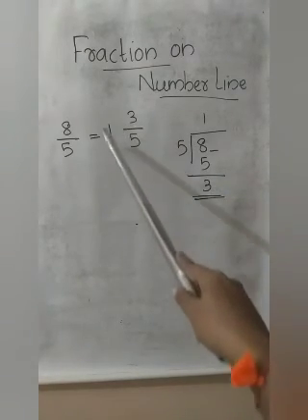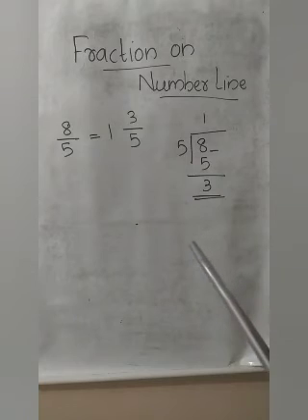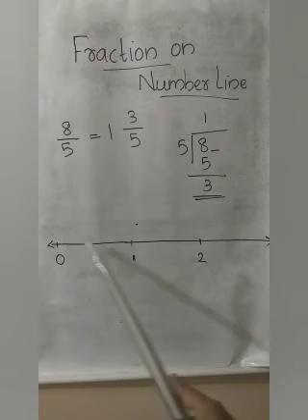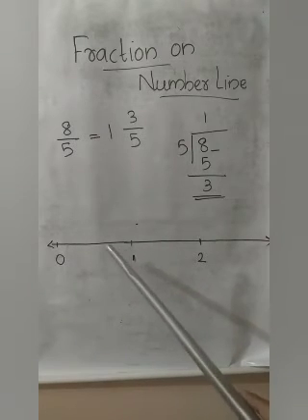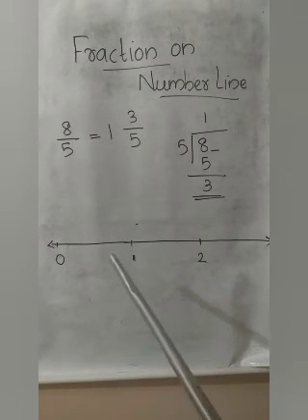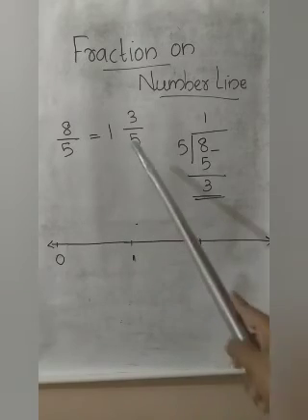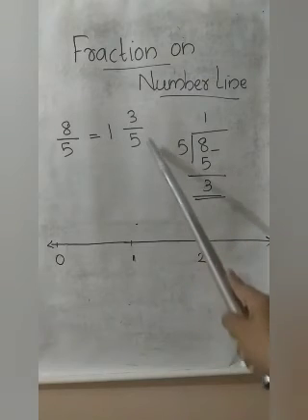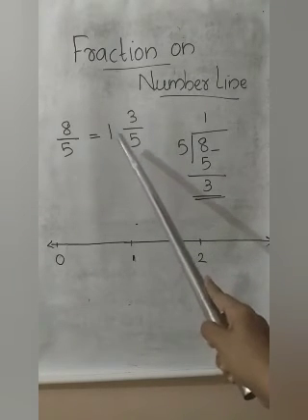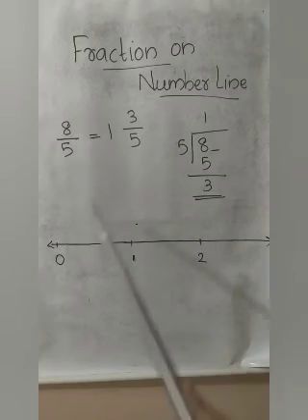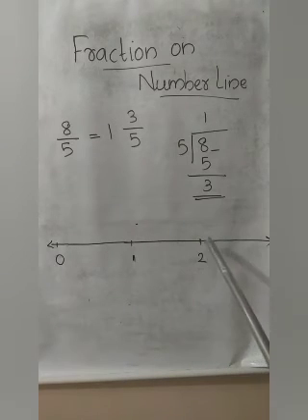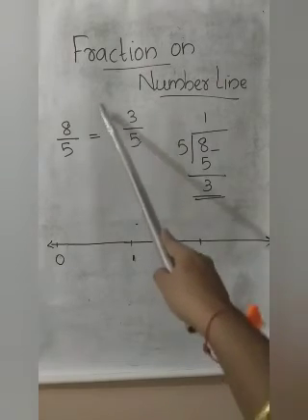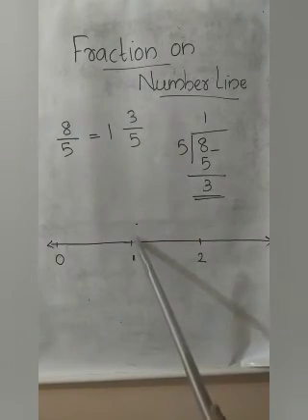How will you mark distance 1 on a number line? Usually you are considering only 0 to 1. That 1 unit distance only you are considering when you are getting a proper fraction. But here you are getting a fraction which is greater than 1, isn't it? 1 3 by 5 means it is already greater than 1. So 1 unit is not enough. So we consider the distance up to where? 2 units. So the whole number part 1 means it is up to here, 1, isn't it?